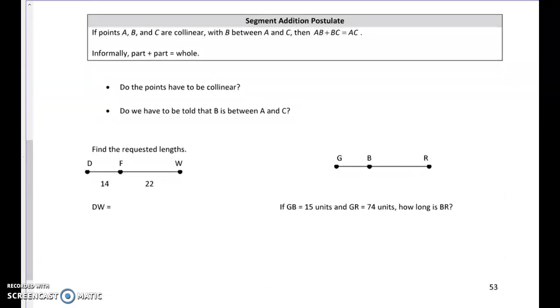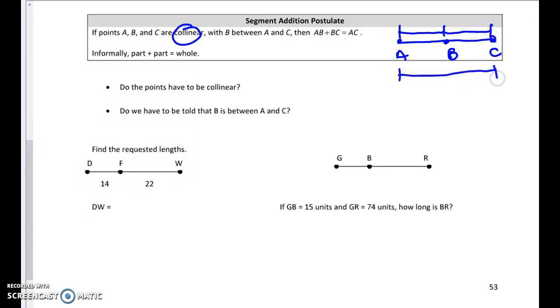Now, when we're looking at a segment, we can often break that segment up into pieces. And when we break them up into pieces, the sum of the pieces is always going to equal the whole length. In algebra or in geometry, we can say if we've got 3 points, A, B, and C, where my 3 points are collinear with B between A and C, then we can say that AB plus BC is equal to the length of AC. That's one of those no-duh postulates. Informally, we're going to say that part plus part equals whole.